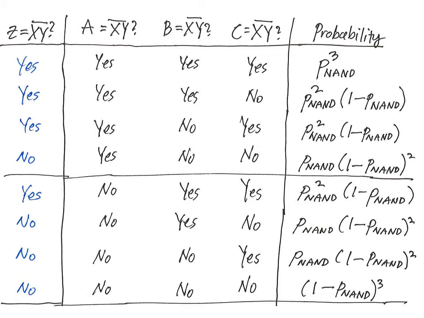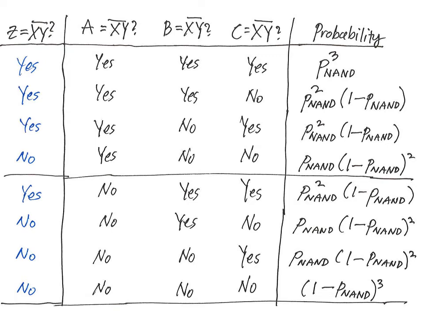Anytime I'm asking the question, is A equal to X, Y not, I'm simply asking, is that NAND gate working or not? Now, we can tolerate a no in a given row, but we cannot tolerate more than one no. So towards the bottom, you see all those no's appearing for the Z. The majority gate starts producing the wrong output.